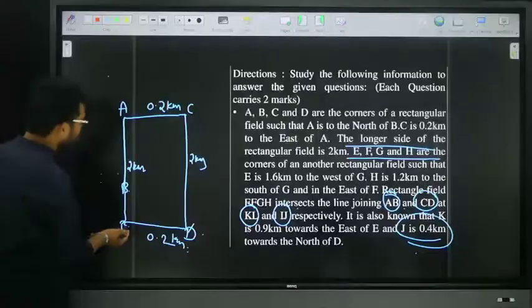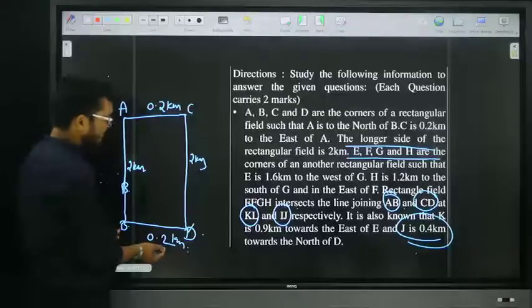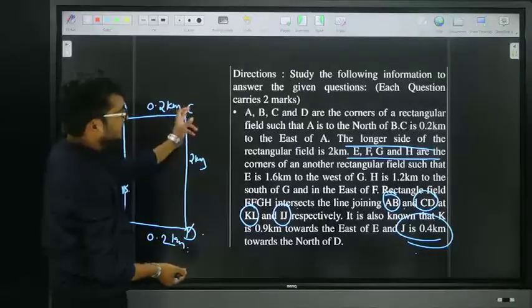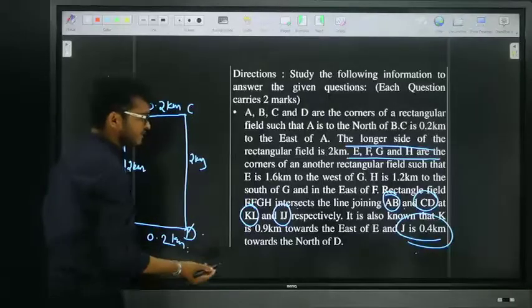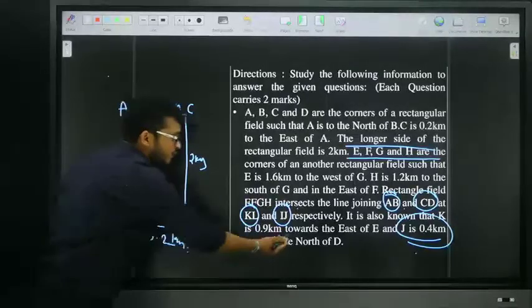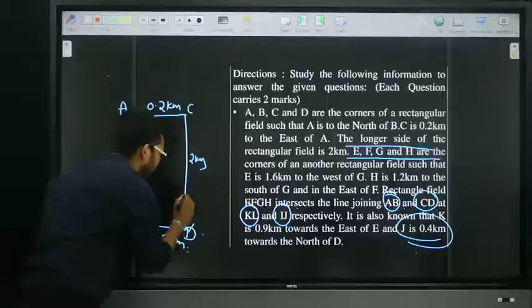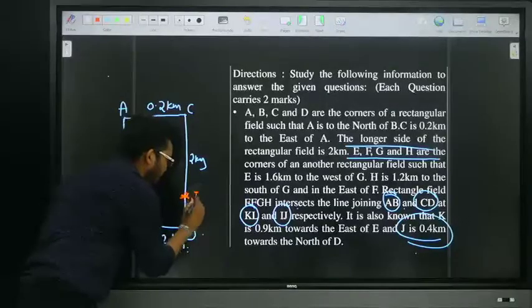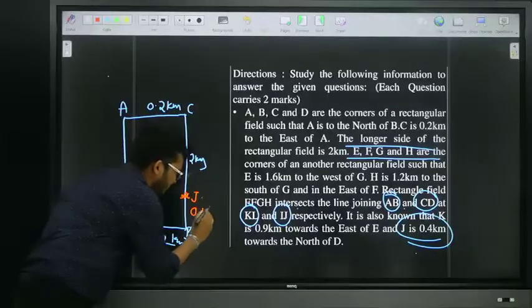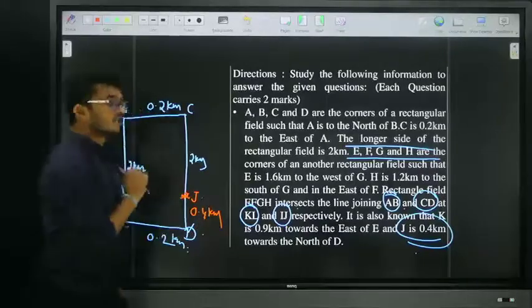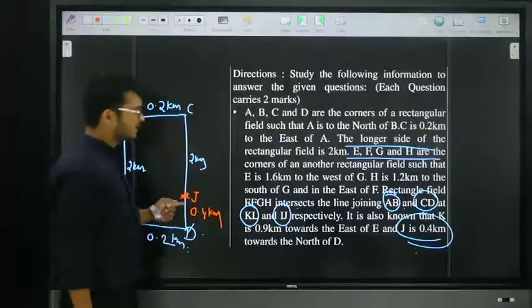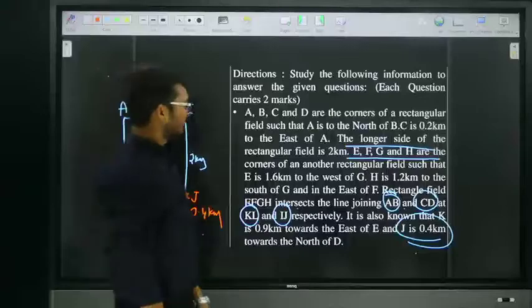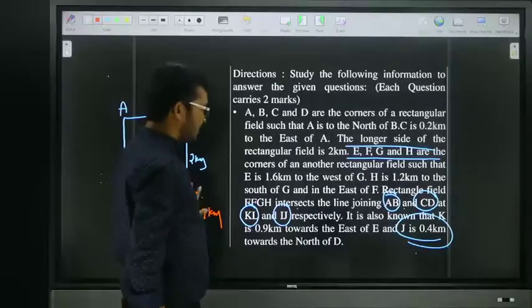See here. The next one is what? A. Next, this one is what? B. A, B. Next one is what? C. Next one is what? D. Now, friend, the next one is what? Point J is 0.4 km north of D. Then take a point J. This point J is what? 0.4 km north of D. Yes. Now, friends, here 0.4 km north of D is completed.